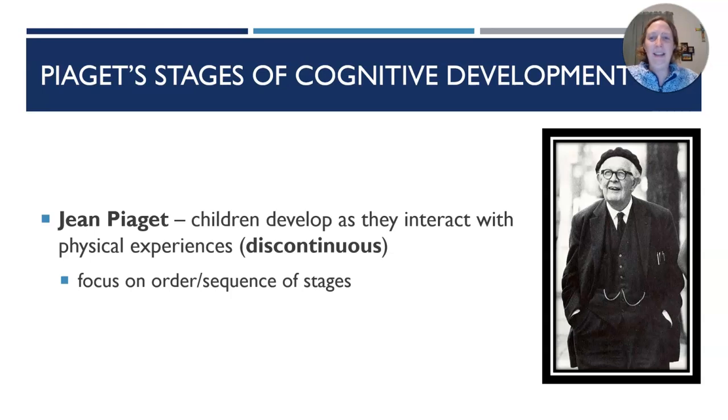And he basically said, he specialized in development and child development, and he said that children develop as they interact with physical experiences. So his theory is a discontinuous stage theory, meaning that knowledge is constructed basically in spurts as the brain is ready for it. His theory, as we will see, focuses on the order of stages really specifically. That might sound a little bit confusing, but you'll see what I mean in just a moment.